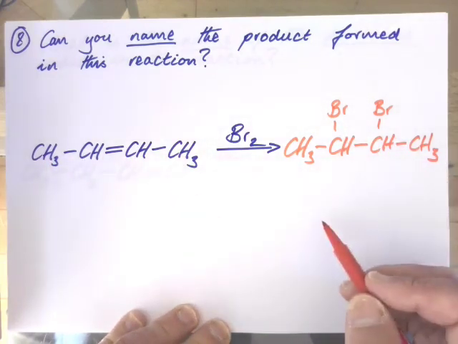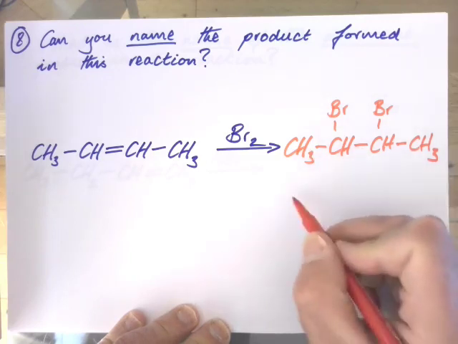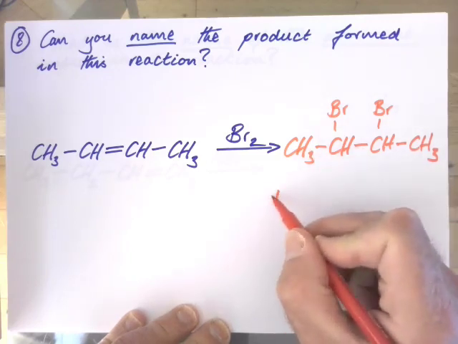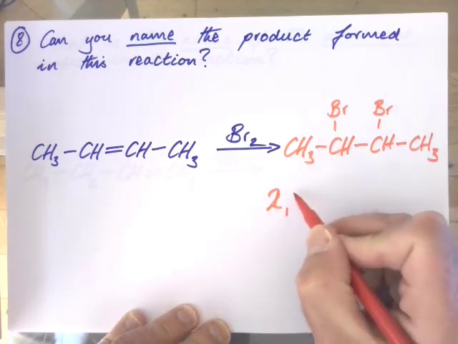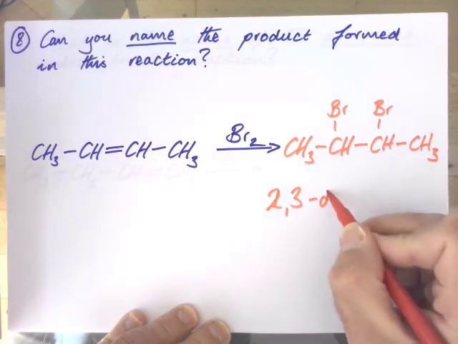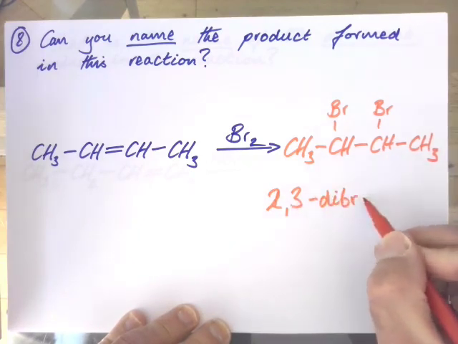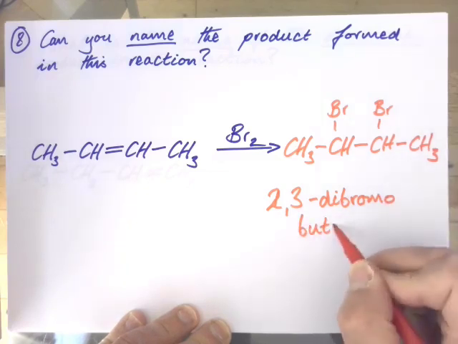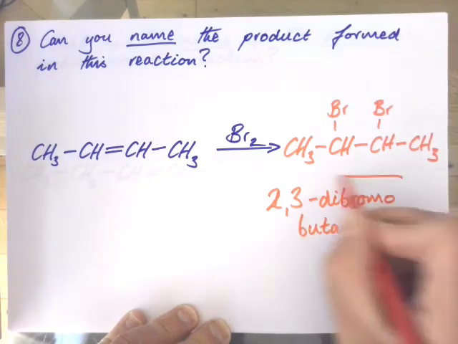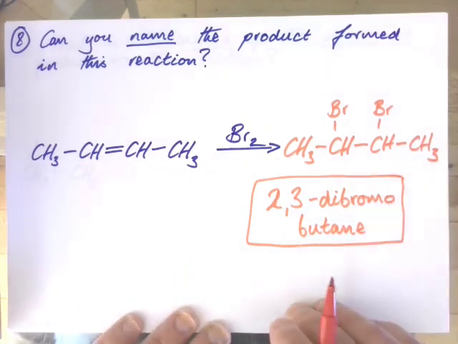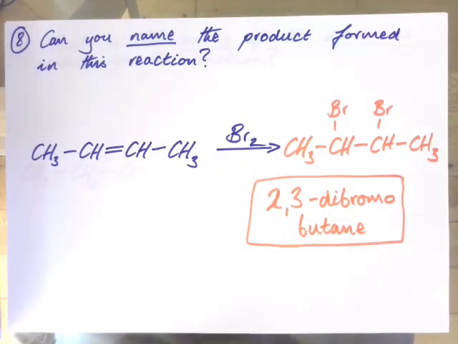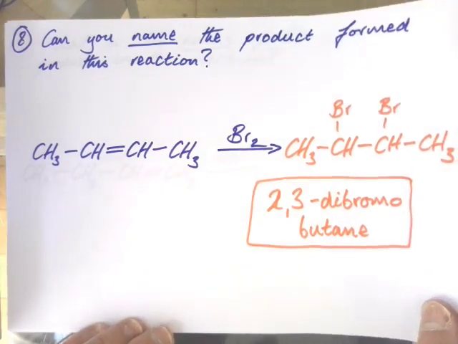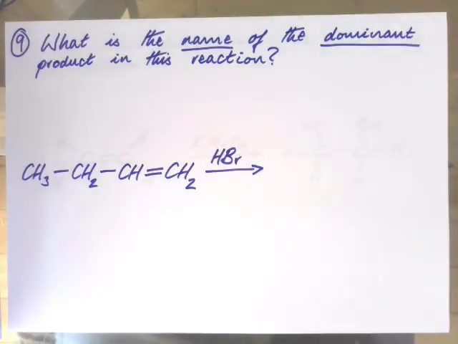It's going to give us, can we name it? It's going to be 1, sorry, no, my mistake, 2,3-dibromobutane. So that was the answer to question 8: 2,3-dibromobutane.